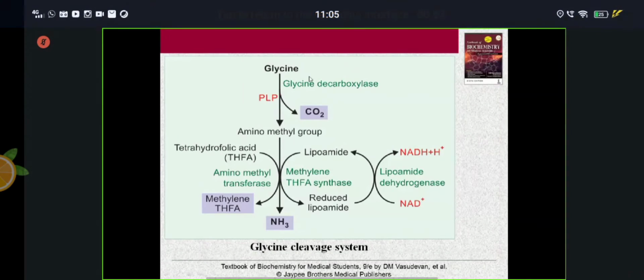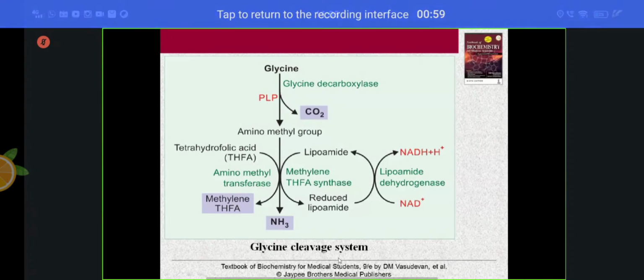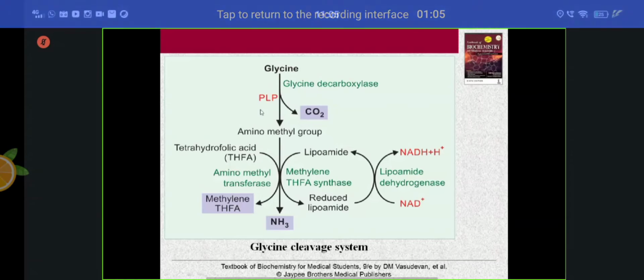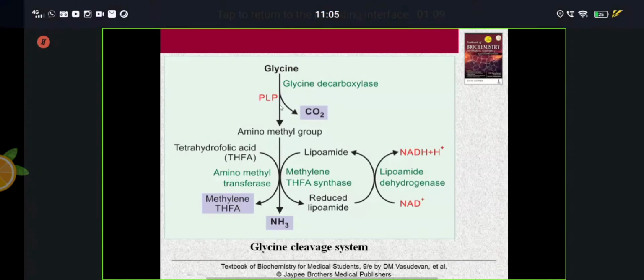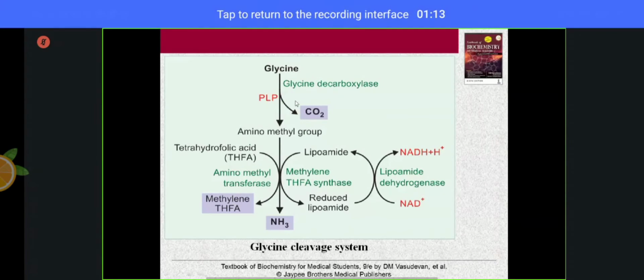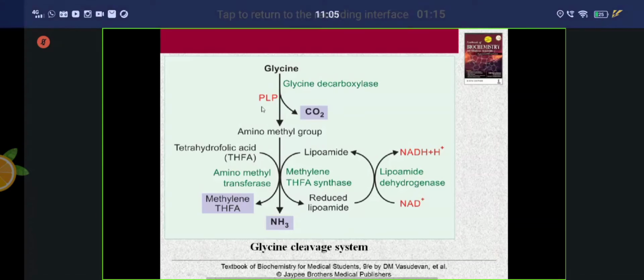So glycine undergoes the glycine cleavage system. So how is glycine metabolized? It undergoes decarboxylation with the help of the enzyme glycine decarboxylase. The coenzyme is pyridoxal phosphate. In most of the decarboxylation reactions, you can see biotin. Here, one more extra is pyridoxal phosphate.